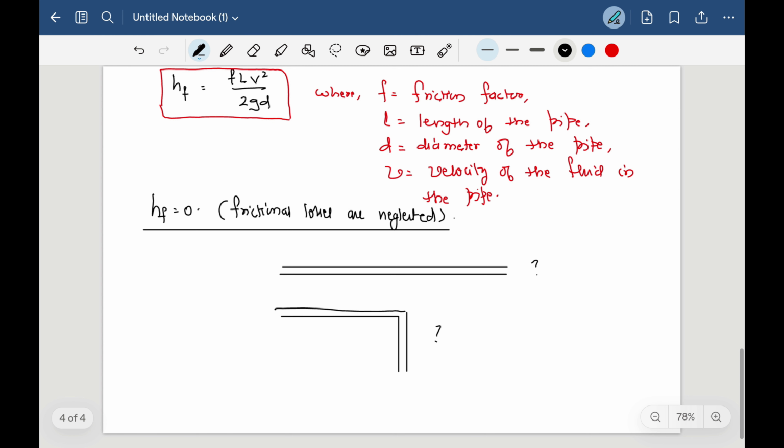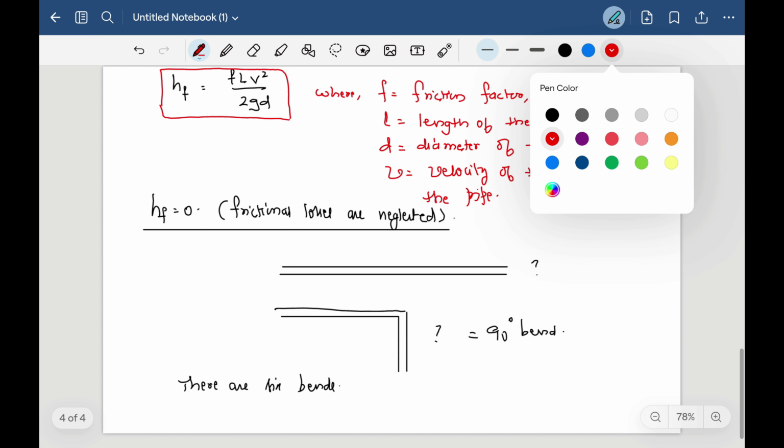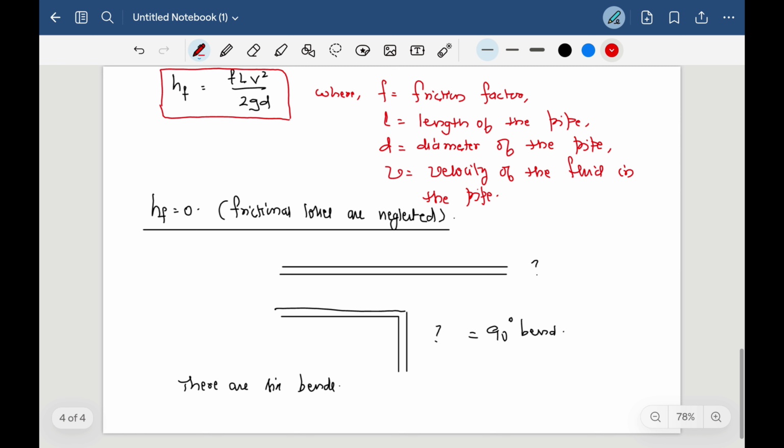Just think over. In the problem I have given, there are about 90-degree bends. 1, 2, 3, 4, 5, 6 bends are there. This is equal to a 90-degree bend. There are 6 bends. At a 90-degree bend, what happens? Product comes this way. Fluid comes this way. It hits the blind there. Then it takes a turn in this way.